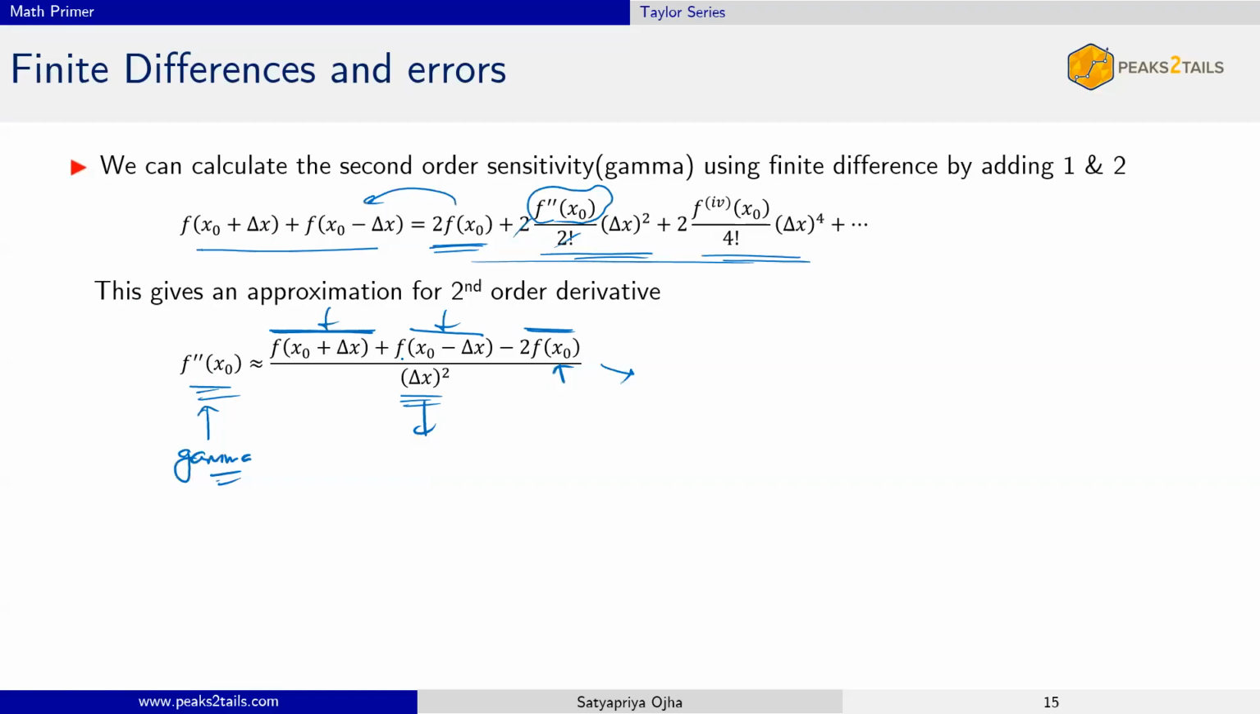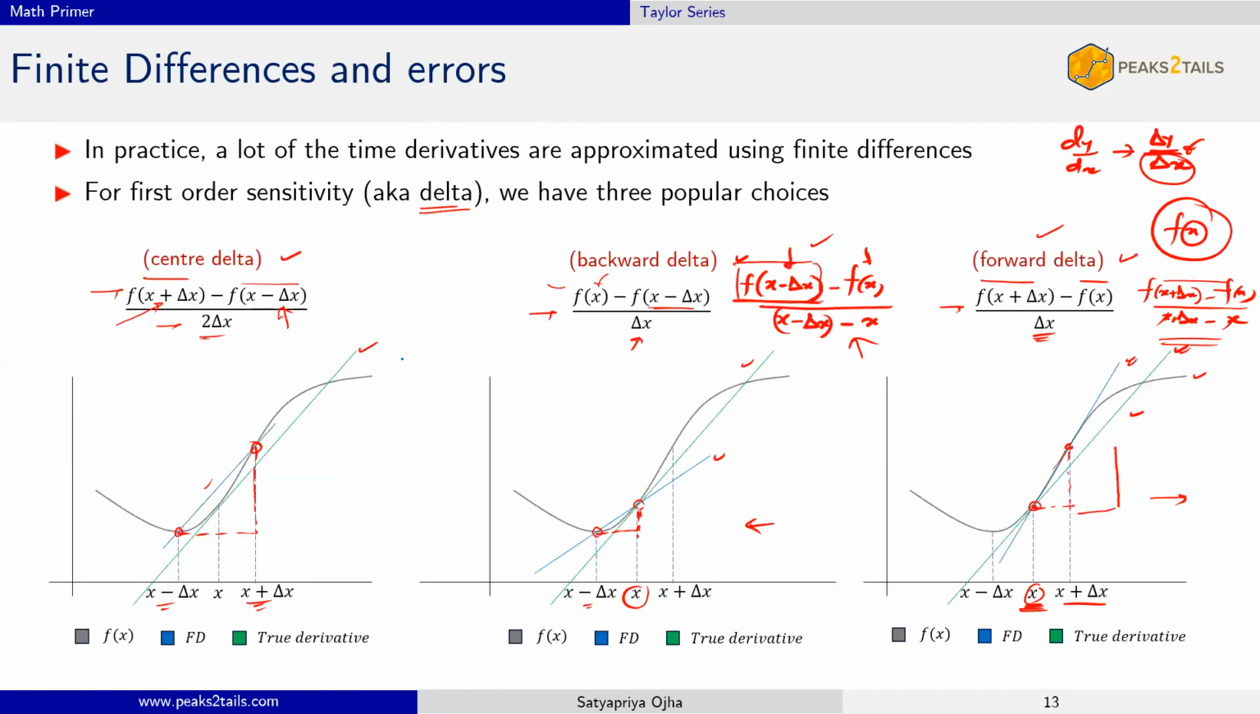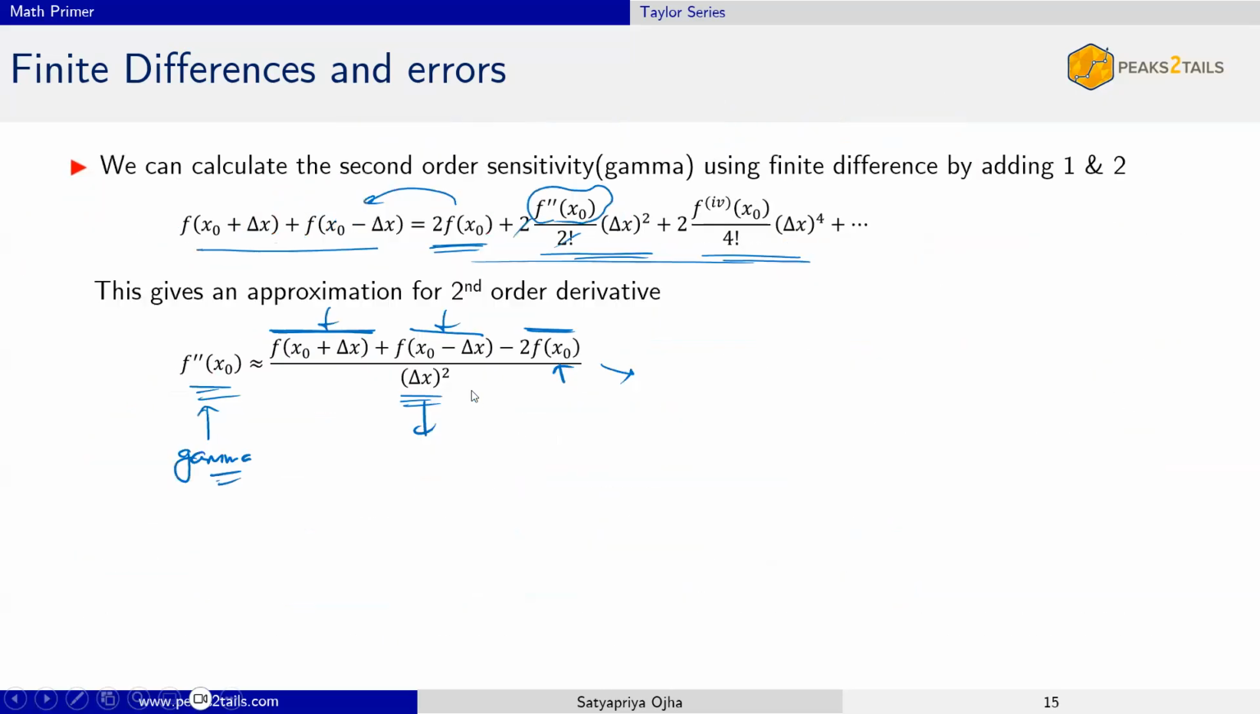All right. Yeah, that's all I had. Any questions? So this gives you a proof. This is the visual proof why center delta is better. This is the mathematical proof based on the order that we can see that center delta has a lower order of the error. And this is for gamma.